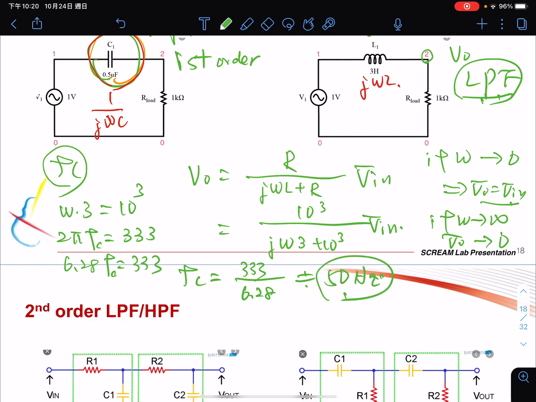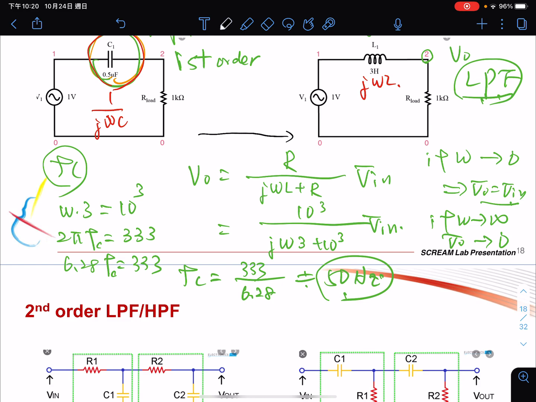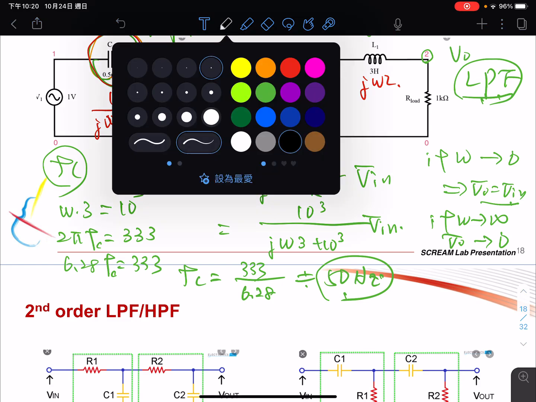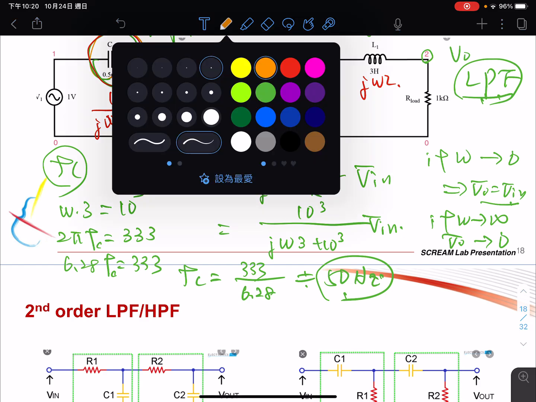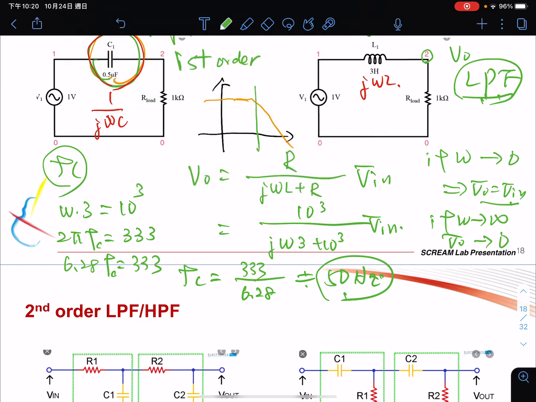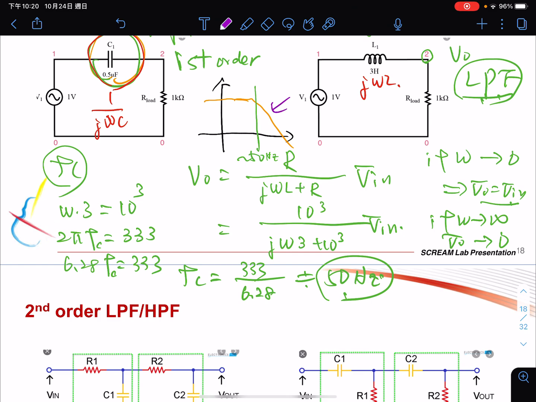Okay, that means 50 hertz will be the cutoff frequency, and so we can draw the frequency response something like this. Since it is a low pass filter here, let's say around 50 hertz, and the slope, since it's first order, is minus 20 dB per decade. So this will be the frequency response.